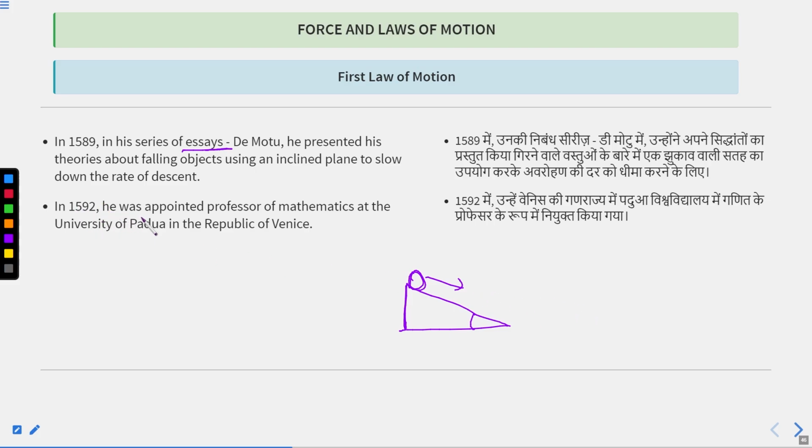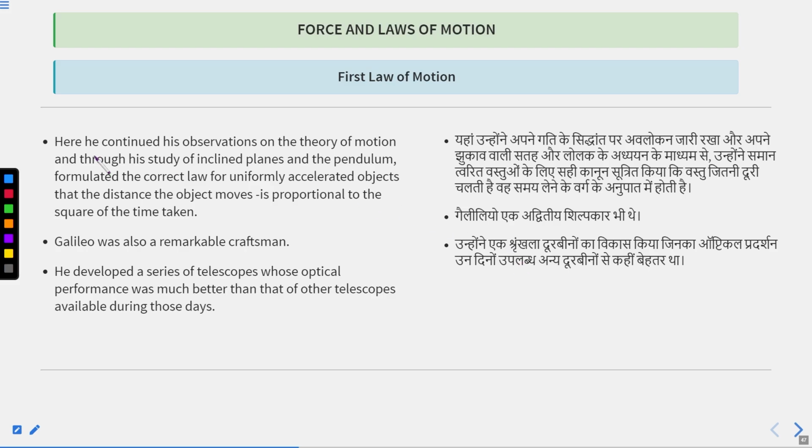In 1592, he was appointed as a professor of mathematics at the University of Padua of the Republic of Venice. He continued by observing the theory of motion, his study of the inclined plane and the pendulum, and formulated the correct law for uniformly accelerated objects: the distance the object moves is proportional to the square of the time taken. Galileo explained it for any accelerated object.